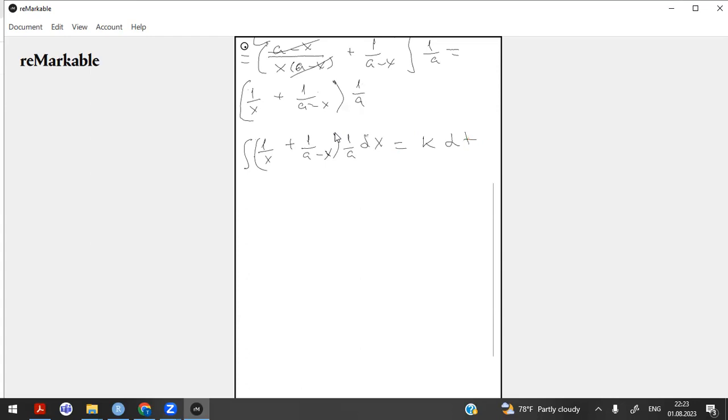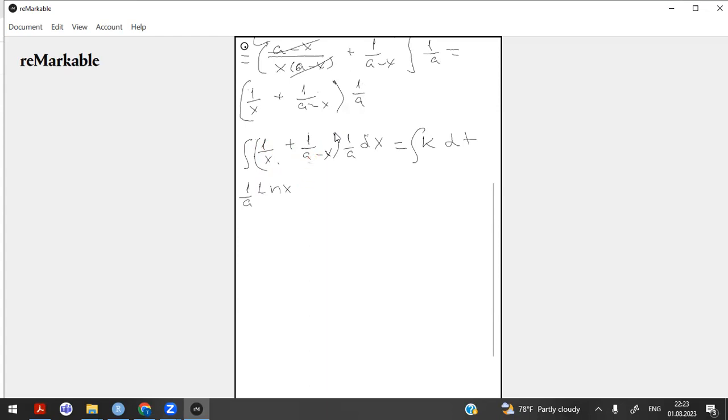Now we can integrate, and we are also integrating the right-hand side. As you see, 1 over a is a constant, and we can split this integral: take the integral of this part and then the integral of this part. This part is okay: it will be ln x plus some constant, and then we will reflect it on the other side.